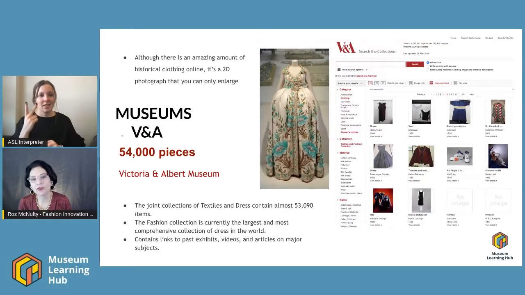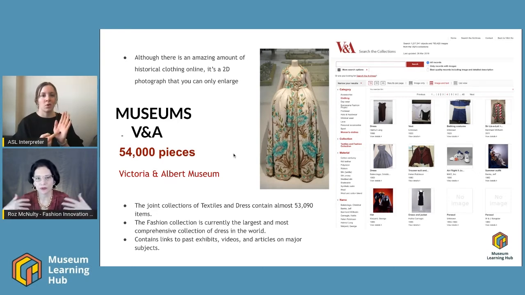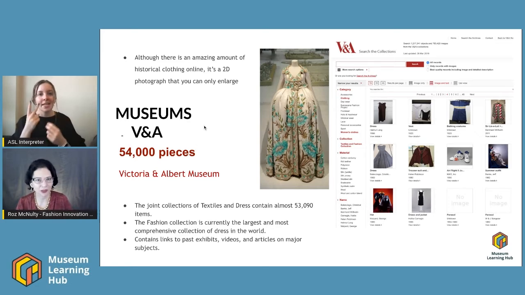The V&A has 54,000 pieces. And again, that's 2019 figures. And again, it's sometimes just a small photograph documenting that it exists. We want to be able to see what those pieces look like just that bit more before we go on the wait list to see the real thing.